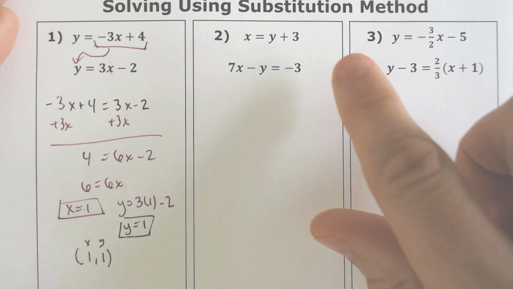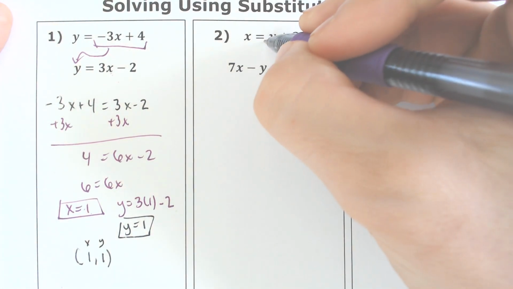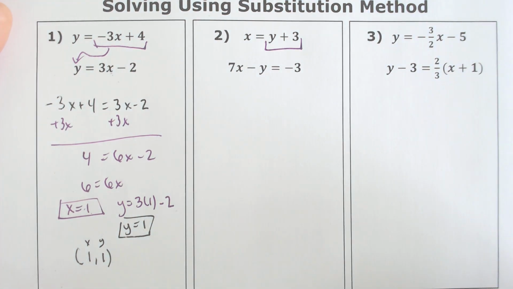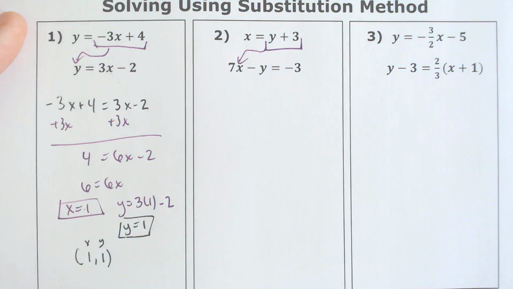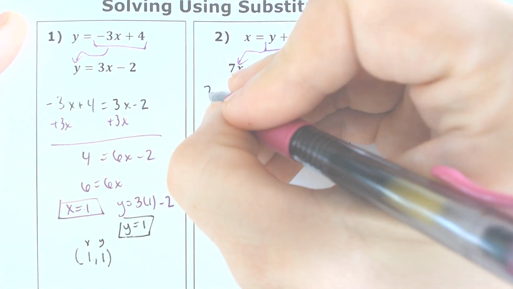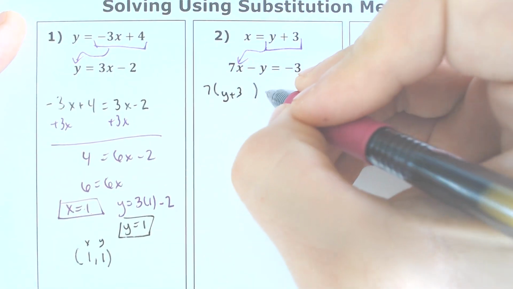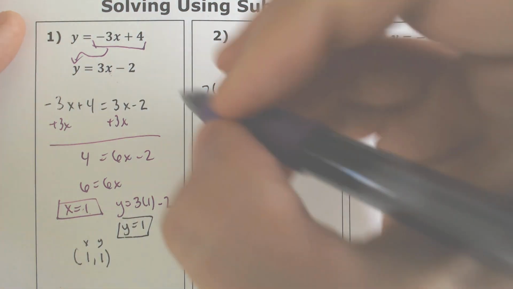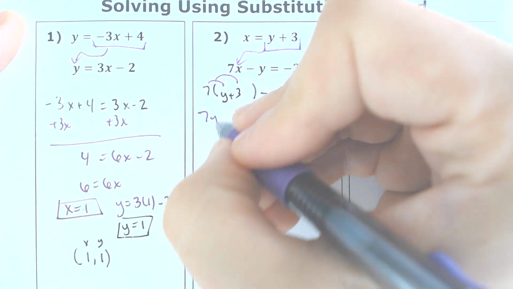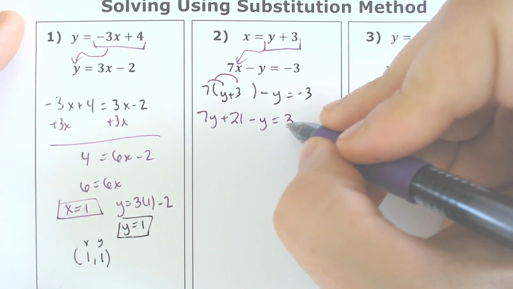Okay? For number 2, it is also a substitution better problem because you have this part for x, that y plus 3, is what x is equal to. So you can substitute that in for this x. If we substitute it in for that x, you have 7 times all of the y plus 3 minus y would equal negative 3. Distribute the 7. We get 7y plus 21 minus y is equal to negative 3.